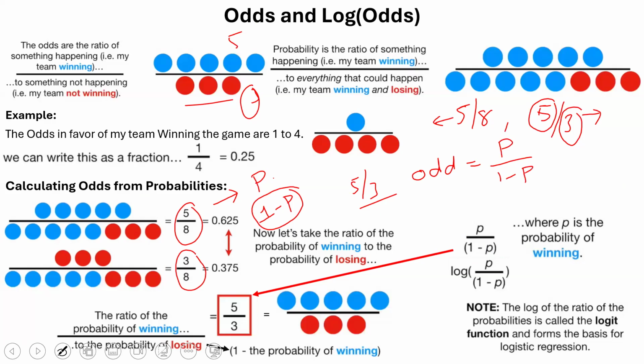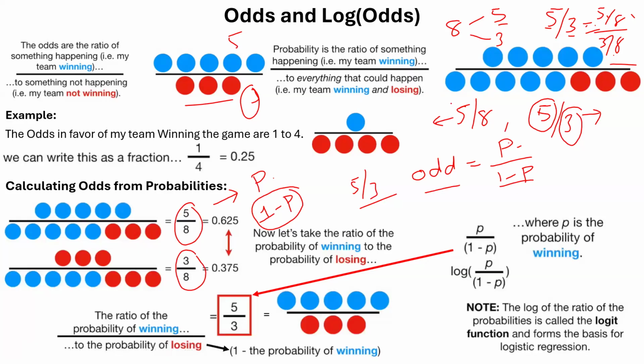Taking this example, out of 8 different games, if you win 5 games and lose 3 games, the odds is nothing but 5 by 3, something happening by something not happening. Probability of winning is 5 by 8 and probability of losing is 3 by 8. If you divide these two, we get the odds. When you consider the probability of winning as P, the probability of losing is 1 minus P. So odds is nothing but probability by 1 minus probability, the ratio of the probability of winning to the probability of losing.